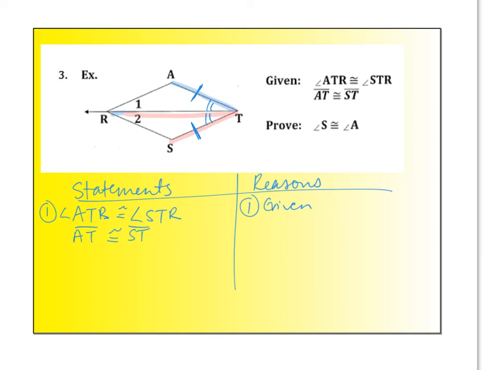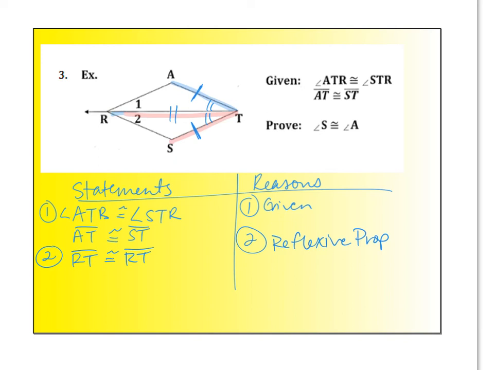Well, here's what I'm thinking. I'm thinking that maybe first I need to prove the triangles are congruent. Because then, once I know the triangles are congruent, all their corresponding parts also have to be congruent, which means angle S would have to be congruent to angle A. So the second thing I'm going to put down is something that will help me prove the triangles are congruent. It's side RT. So I'm going to say side RT in the top triangle is congruent to side RT in the bottom triangle because everything's congruent to itself. That's the reflexive property of congruence.